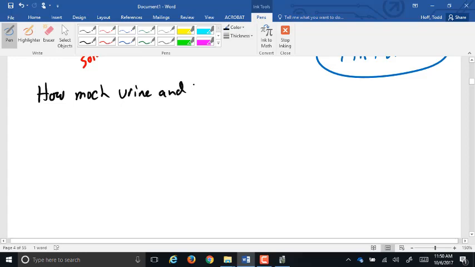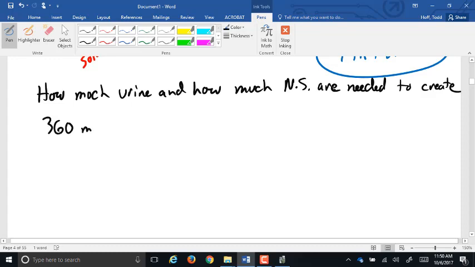So I might ask how much urine and how much normal saline are needed to create 360 milliliters of a 2 in 9 dilution. So I need 360 milliliters total.